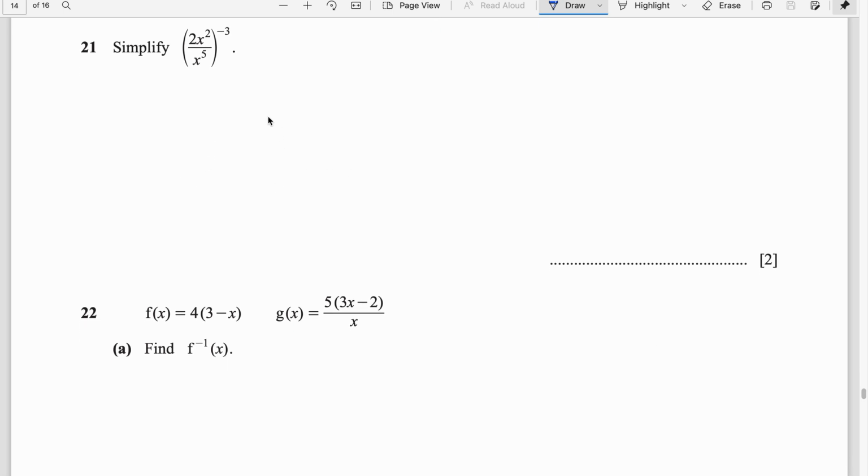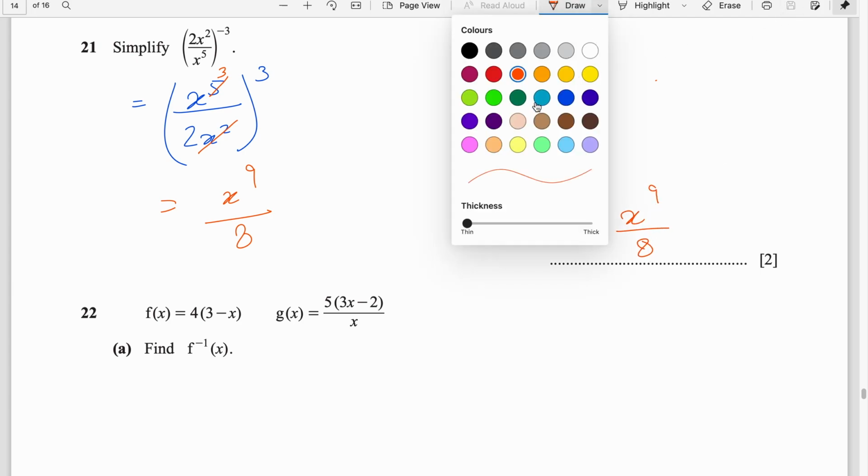Question number 21. Simplify. First of all, go with this negative part. So it is x^5 by 2x squared. Just take the reciprocal. The power is now positive. Eliminate this 2 with this. You're left with 3. 3 times 3 is 9. x power 9, and 2 cubed is 8. So x power 9 divided by 8.